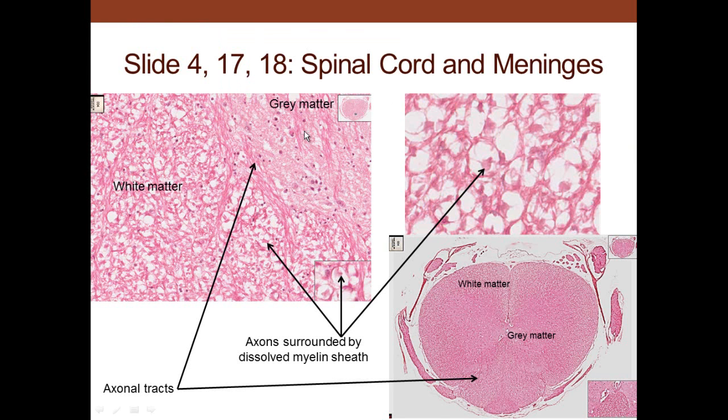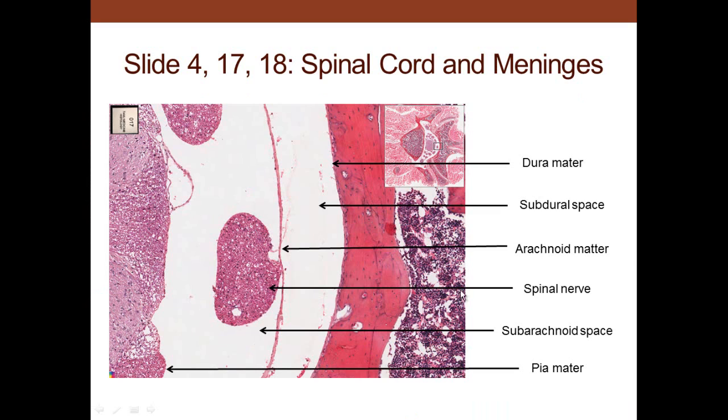And so here we can see again the gray matter in the center and the white matter on the side. And here we see axonal tracts coming through, and you can see these lines going through here as axonal tracts. Here we see the axons that are surrounded by the myelin sheath, and the myelin sheath has somewhat been removed from these. But here we can see the white matter and the gray matter and spinal nerves.